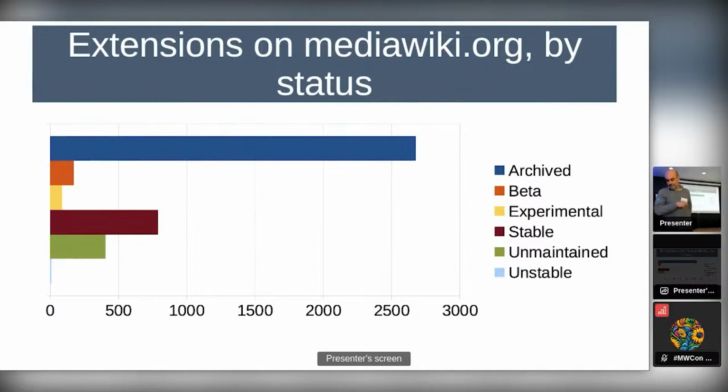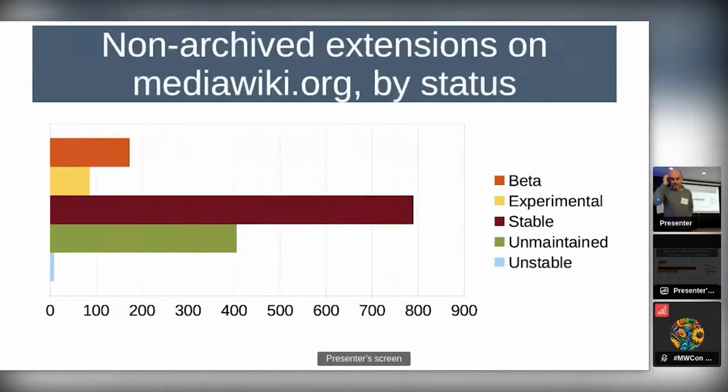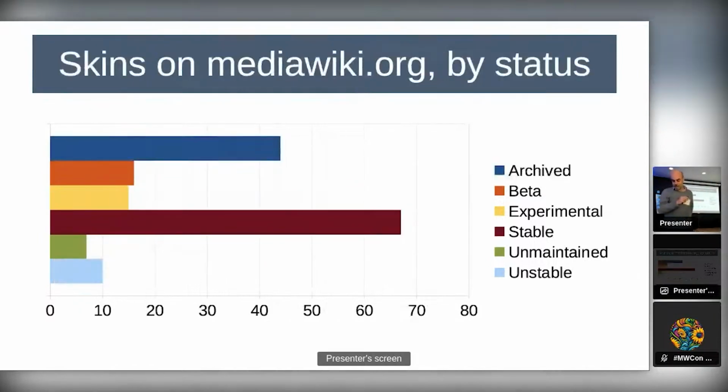But just to make this a little easier to see, let's remove the archived extensions from the graph. So it's still a ton of extensions. Even just among stable extensions, which is the highest grade for an extension, there's about 800 for people to choose from. If people are setting up a new wiki, there's 800 extensions that pass all the tests for extension quality. And here's skins on MediaWiki.org by status. It's sort of a similar story, except a lot fewer archived skins. But I mean, it's almost 70 skins for people to choose from.